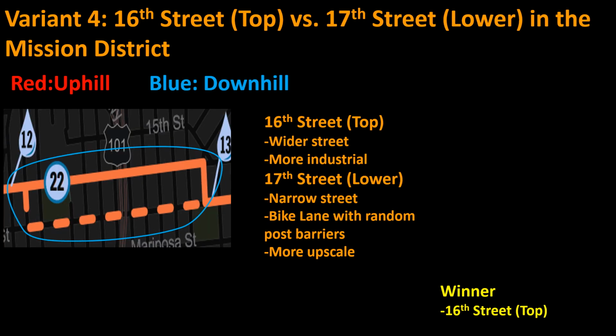And then variation number 4, 16th Street versus 17th Street. The problem with 17th Street is that it's a bike lane, and sometimes you have some random posts along the bike lane just to prevent traffic from getting into the bike lane, and that will pose some challenges. By the time you get to mile 22, you're probably really tired. You probably don't want to deal with any additional barriers.